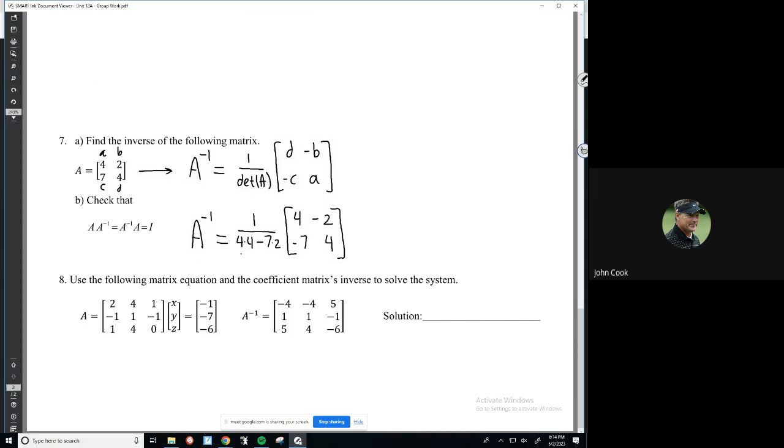So let's find out what this number is right over here. I'll do that off to the side. Here's the algebra for it. 1 over, and then 4 times 4 is 16. 7 times 2 is 14. And 16 minus 14 is just 2, so a half. So this whole thing just becomes 1/2.